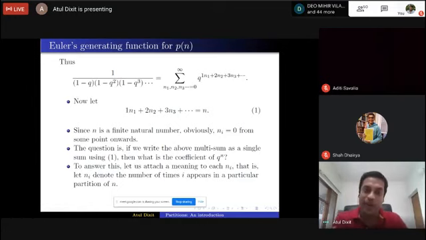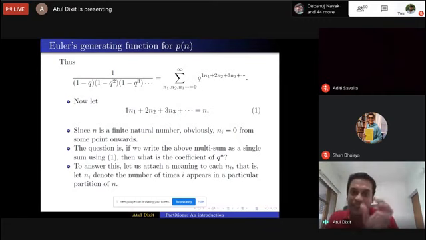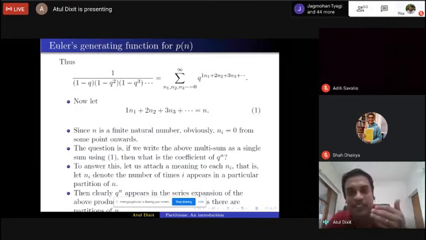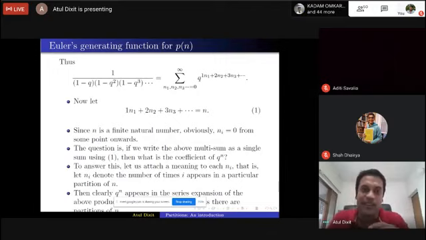So by attaching this, meaning that ni is denoting the number of times i is appearing in a particular partition of n, each partition is uniquely represented on the right hand side. So how many times we'll be getting q to the n is exactly equal to how many partitions of n there are, and that actually does it, because then the right hand side is becoming summation n equal to 0 to infinity p of n q to the n, and that's Euler's generating function.